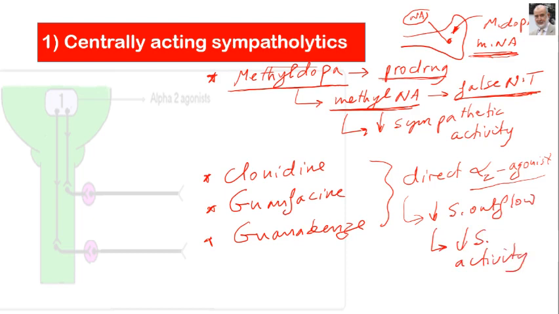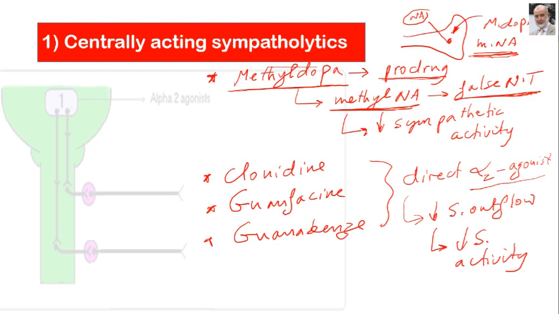So these are the most famous examples. Methyldopa is a prodrug converted to methylnoradrenaline in the adrenergic nerve terminal, where it will act as a false neurotransmitter, decreasing sympathetic activity to all body organs. Other examples: clonidine, guanfacine, and guanabenz. They are direct alpha-2 agonists.